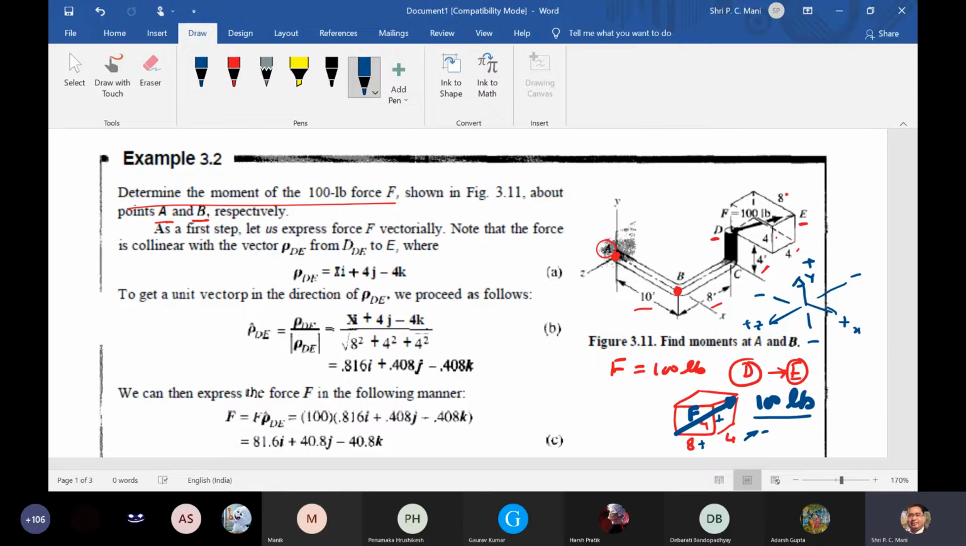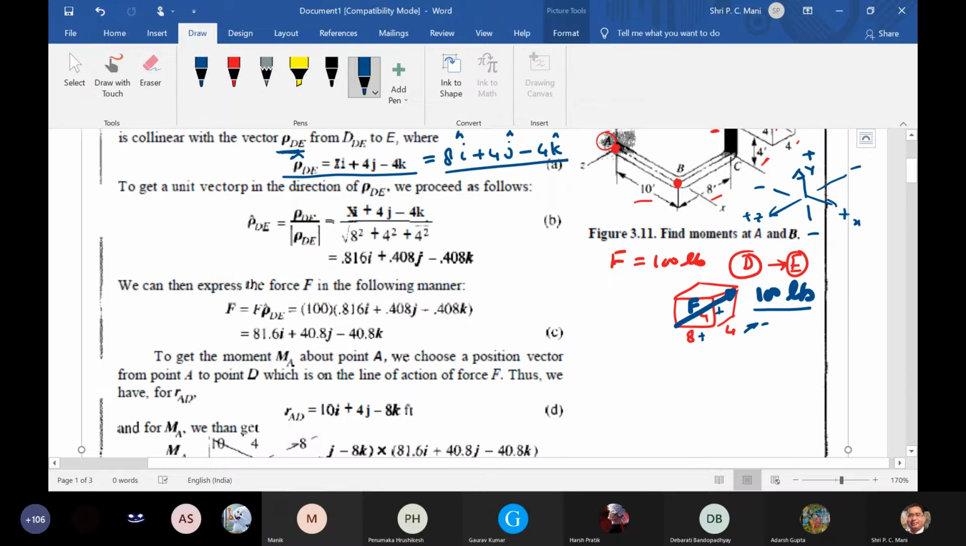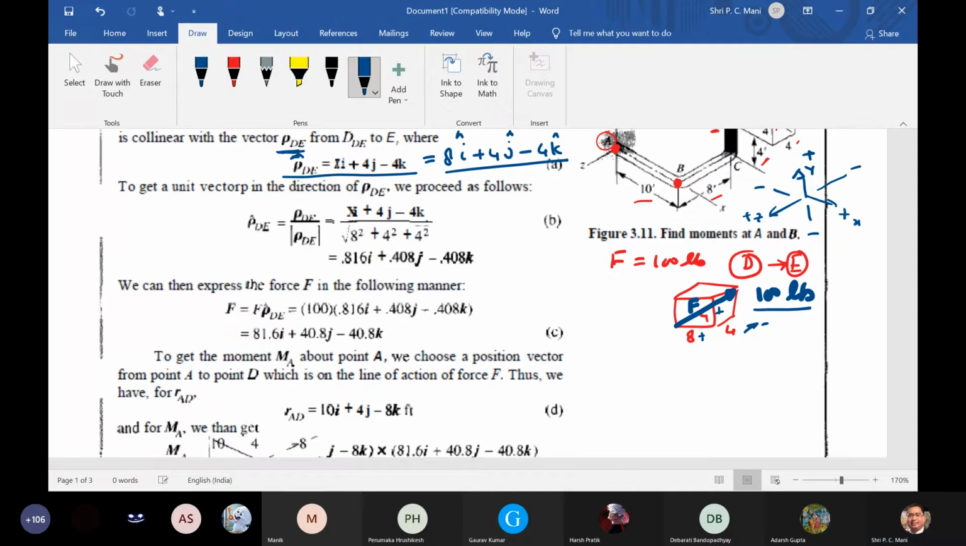So you are getting rho D E, which is a direction vector. What is this one? 8I is positive, 4J is positive, and minus 4K. So this is rho DE. This is not the cap.